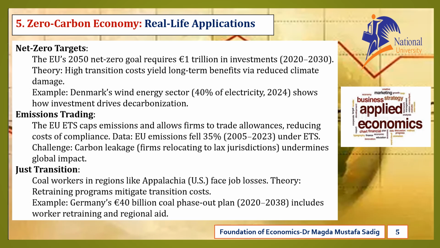In summary, the EU's net zero goal by 2050 needs massive investments. The EU cut emissions by 35% from 2005 to 2023, but faces challenges like carbon leakage. Just transition programs like Germany's coal phase-out plans support workers moving from fossil fuel jobs to green ones, ensuring fairness in the shift to a zero carbon economy.